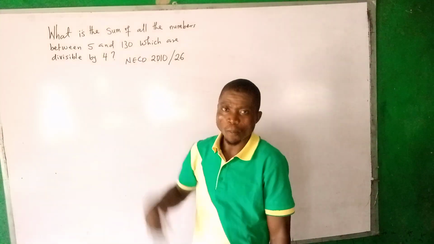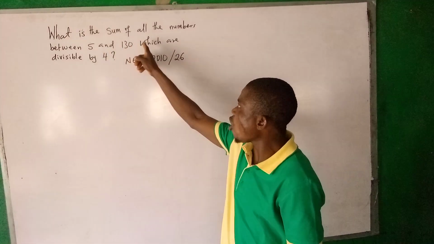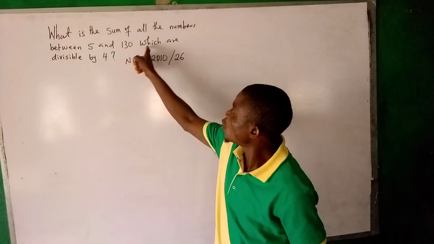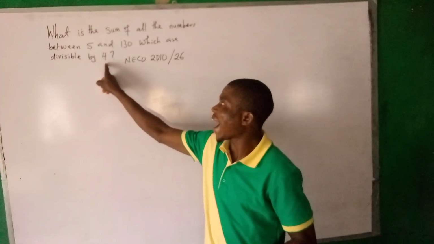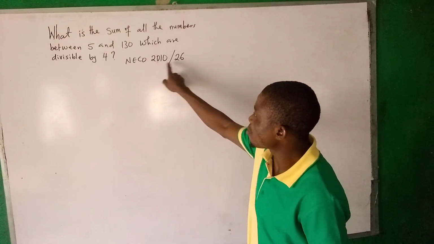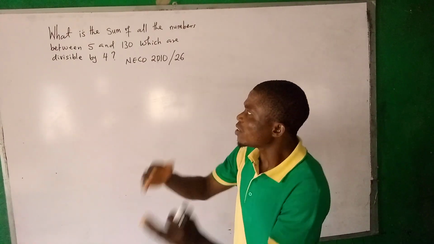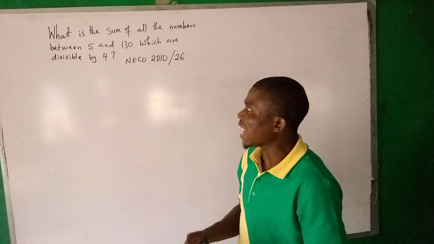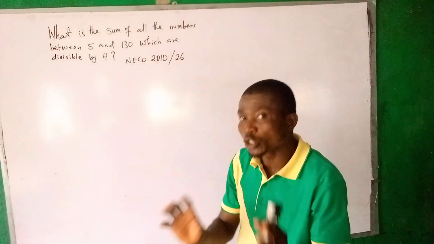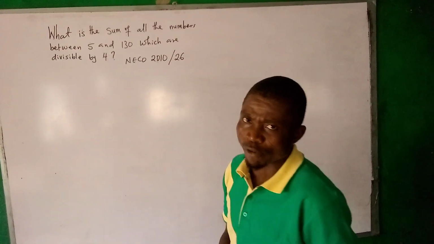Let's solve this NECO past question. The question says, what is the sum of all the numbers between 5 and 130 which are divisible by 4? This is NECO 2010, question number 26. It is a theory question, right? Between 5 and 130, I am asked to get the numbers that 4 can divide and then add those numbers. Now, 5 is not divisible by 4, which you know.